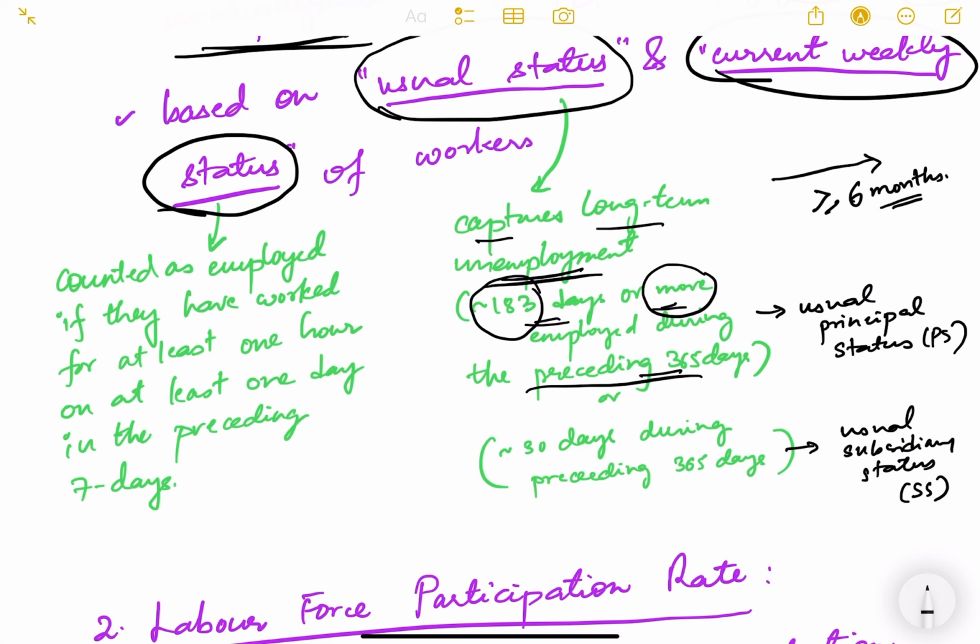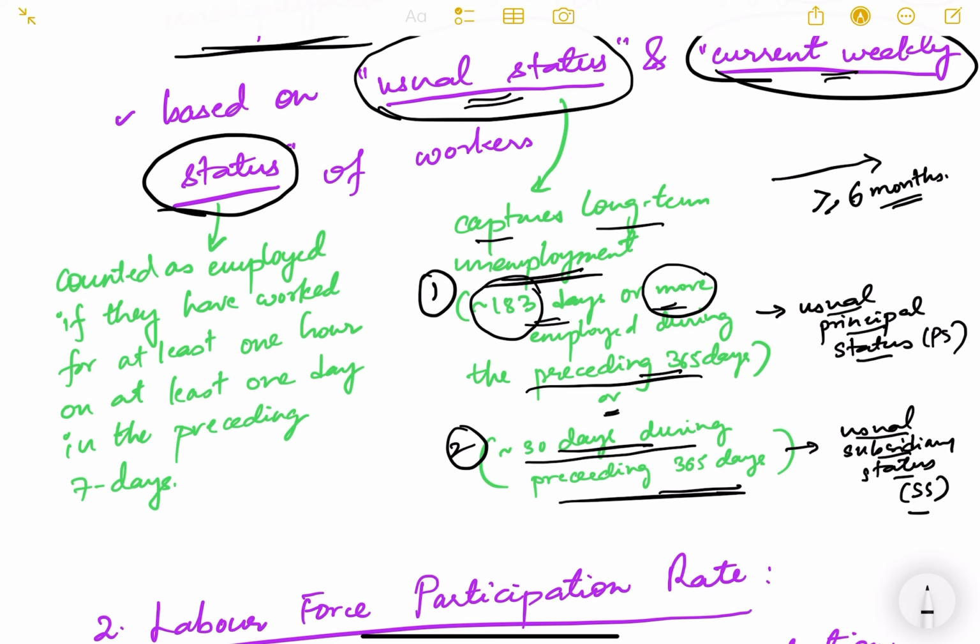If that person was employed in the preceding 365 days for that long, then that person is considered employed under the usual status category. So this is the usual principal status. Or there is a supplementary question whether in the previous 365 days he was employed for 30 days doing any small work also. That is called usual subsidiary status. There might be a person who was not engaged for 6 months, but was engaged for just 1 month. So these are the two things captured under the usual status category.